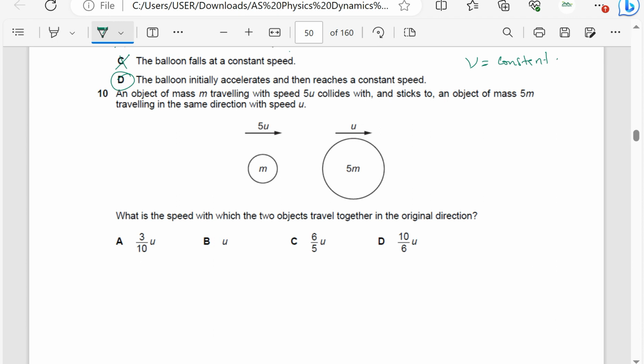An object of mass m traveling with speed 5u collides with and sticks to an object of mass 5m traveling in the same direction with speed u. What is the speed with which the two objects travel in the opposite direction? Okay. So by conservation of momentum, remember momentum is mass times velocity. So total momentum before is going to be m times 5u plus, for the other one, 5m times u. Sorry, this is 5u, not 5m.